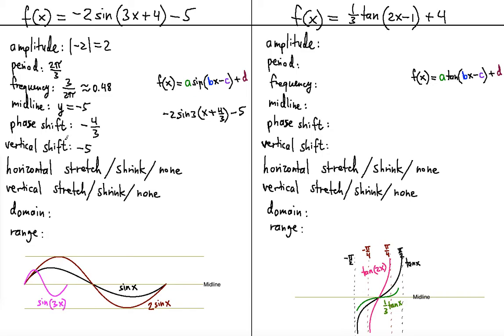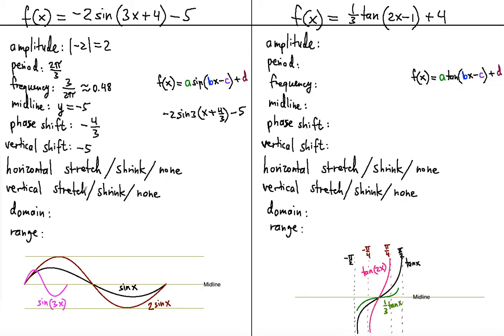So the only difference with the vertical shift and the midline is that for the midline you set y is equal to d. But here you just take the d value and you write it, right? So the vertical shift means we shifted 5 units down. We take the parent function sine x and just shift it without changing the way it looks, just shift it down 5 units.